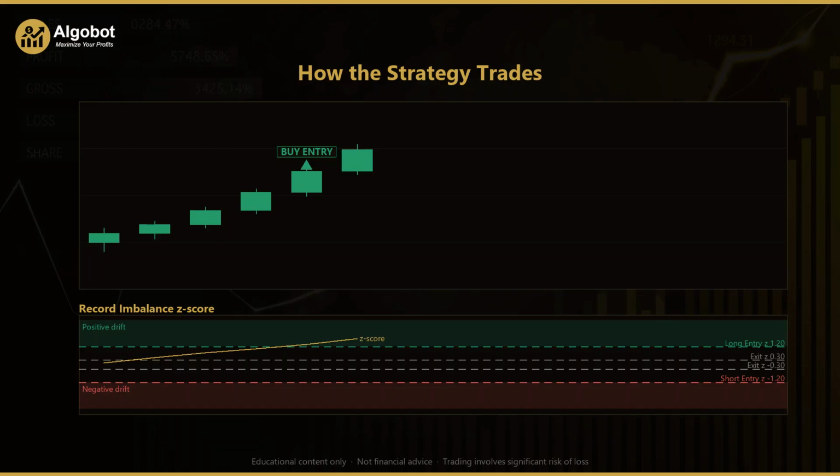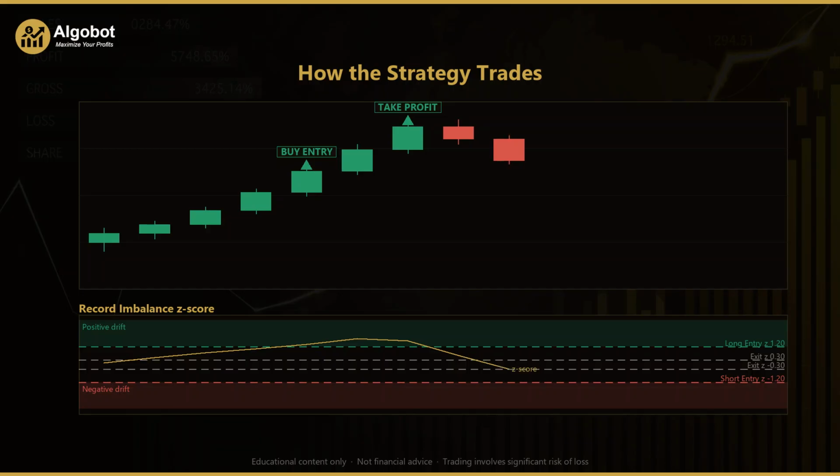By the fourth candle, the drift has become statistically strong. The Z-score pushes up through the green long entry level at 1.2. The raw score is clearly positive, and this bar is closed higher than it opened. All three conditions line up, and the strategy places its long. That's the buy entry marker you see on the chart. At that moment, the stop loss is set below at 1.8 times the average true range, and the take profit is set above at 2.8 times that range, which gives a reward to risk of roughly 1.5 to 1.